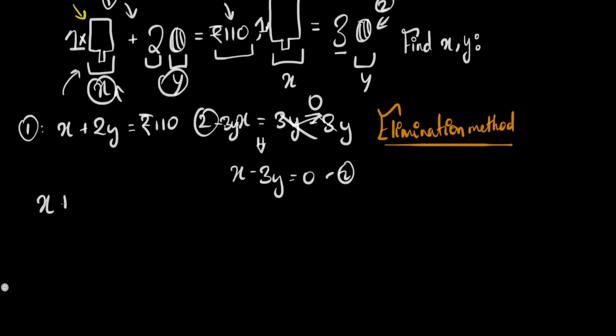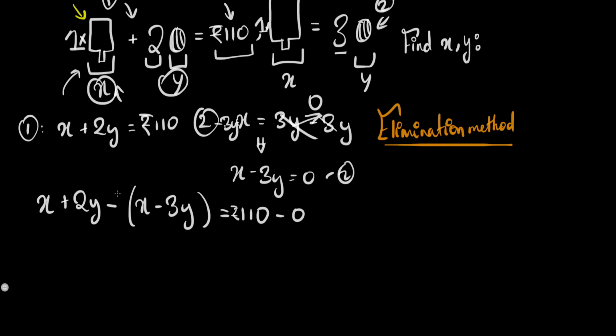I'm gonna subtract 2 from 1, so I'm gonna subtract x minus 3y is equal to 110, and the value here is 0. That's why I did this. Minus 0 is 0. Anyway, 110 minus 0 is 110. So I don't have to do any calculation on this side. That's how good it is.